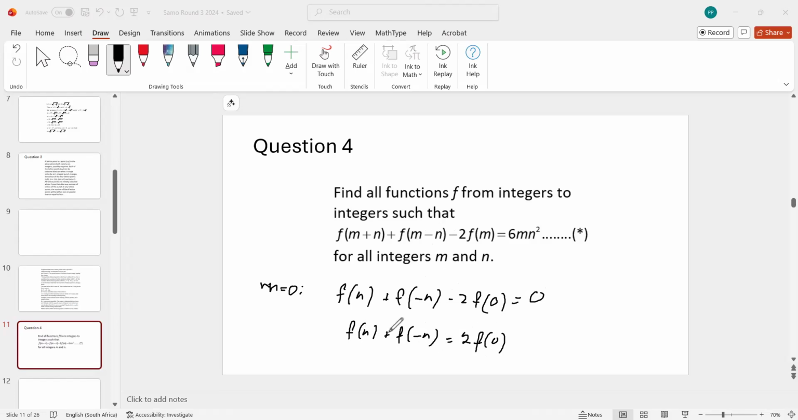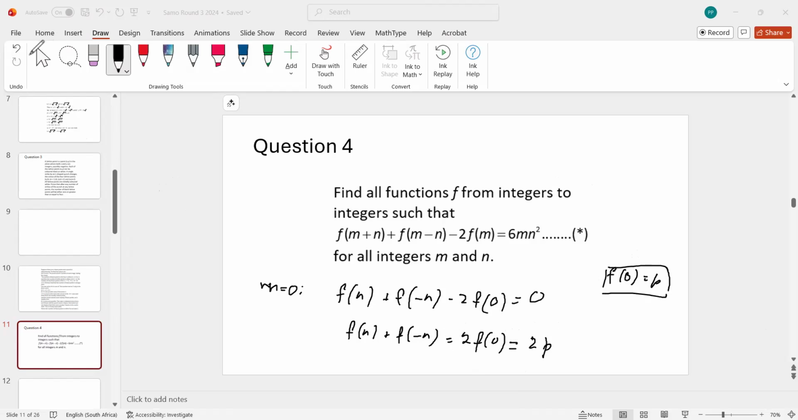And this is interesting because it doesn't matter what your n is. f of 500 plus f of minus 500 is the same answer. It's twice whatever f of 0 is. So let's give a name to f of 0. We'll call it p. So just remember f of 0 is p, and f of n plus f of minus n is 2p.